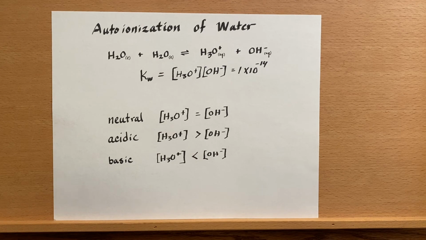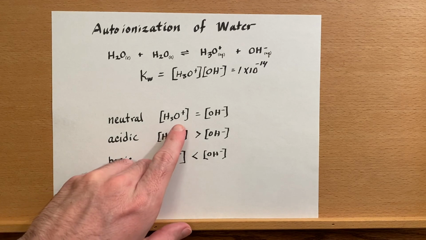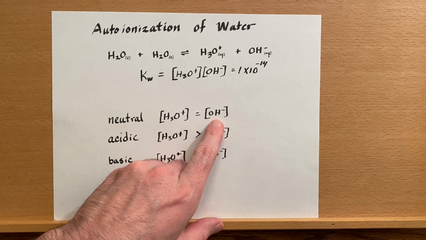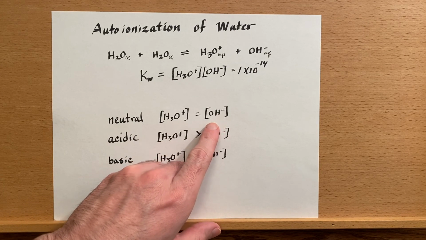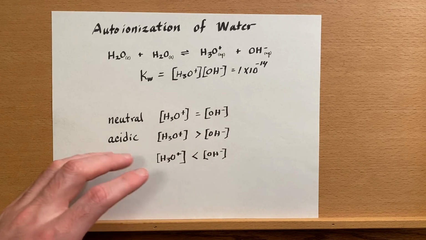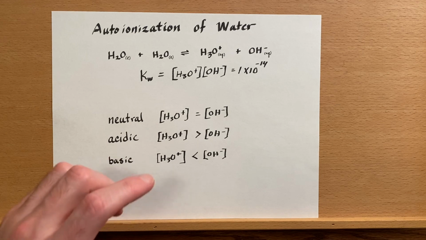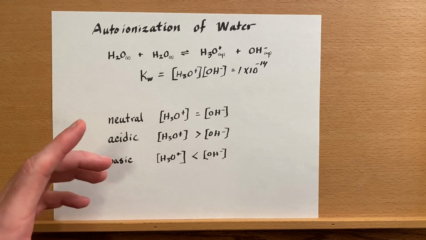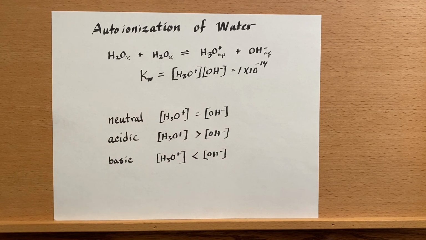Because the value of the equilibrium constant can vary a little bit with temperature, the concentrations of these at equilibrium, or in a neutral solution, could vary with temperature. In fact, they do. So just bear that in mind when we're looking at some of these finer points to this equilibrium.